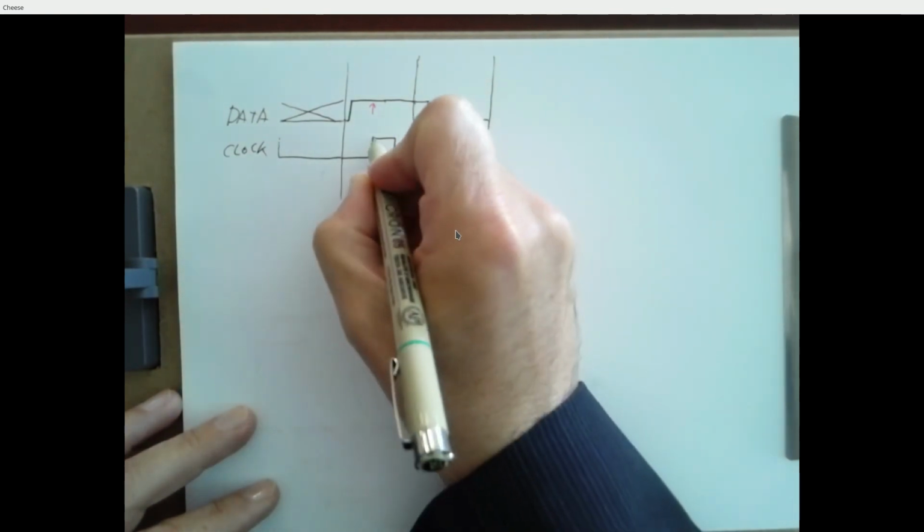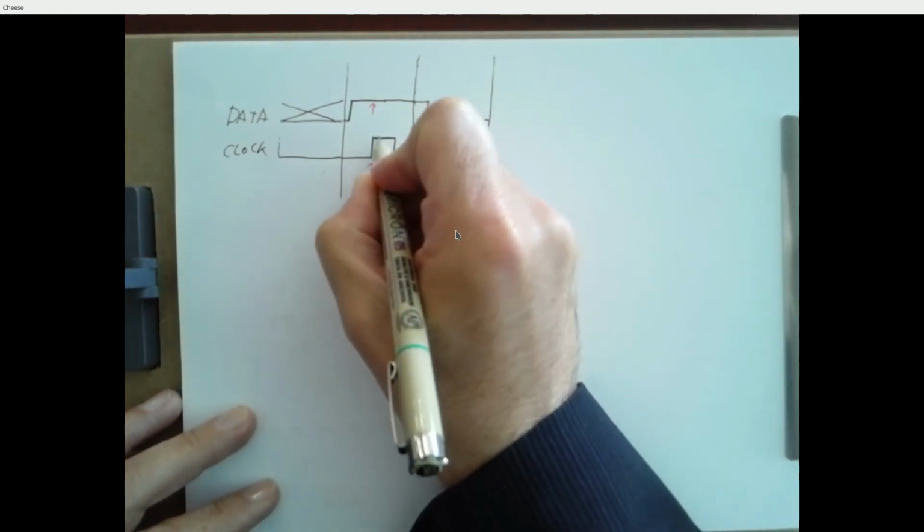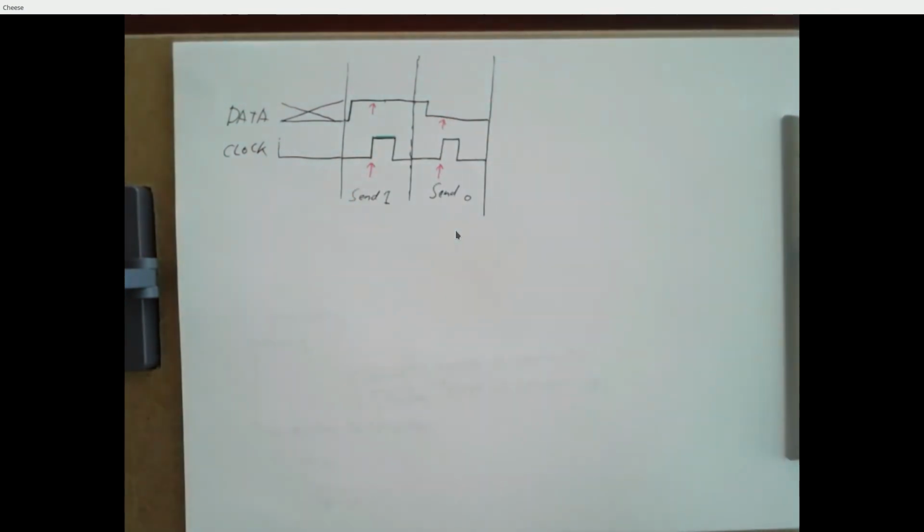And then, how long do we need the clock to be high? Again, you can make it as long as you want, but the longer it is, the slower your transmission rate. But if you make this too small, here's what can happen.